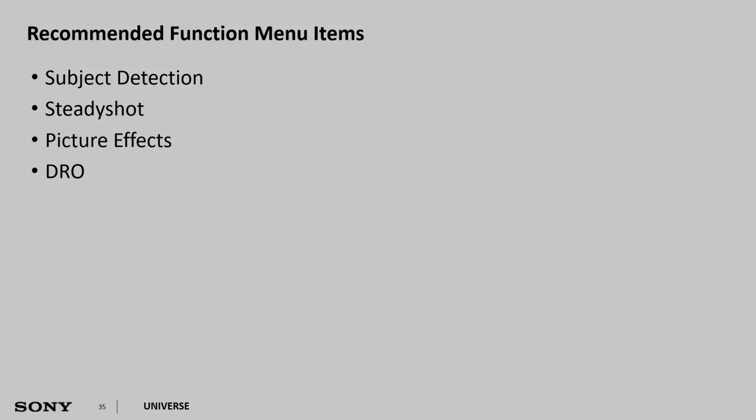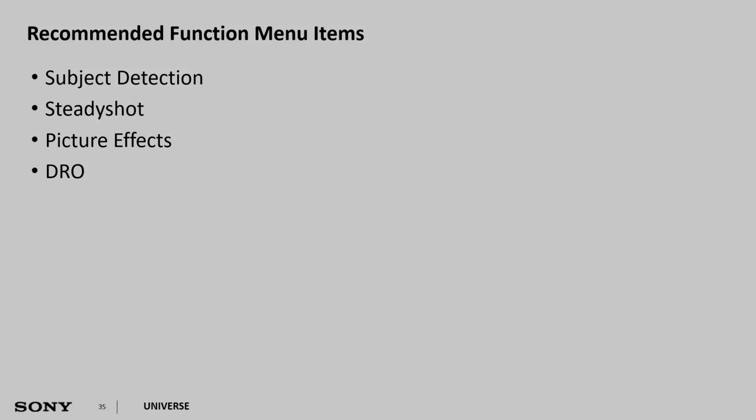But some of the pieces that I like to add to this will be subject detection. This is if I'm using something like an A7 III or more current that has animal eye autofocus on it, then I can quickly swap between human and animal eye autofocus without having to go into the menu to switch it. I also like to have the steady shot settings on here as well.